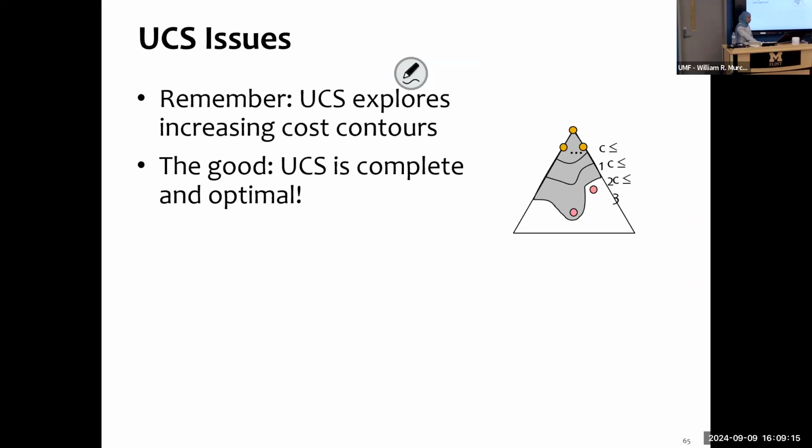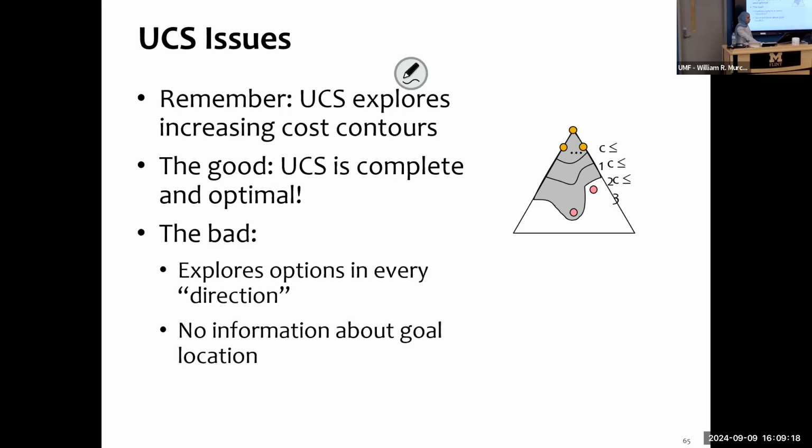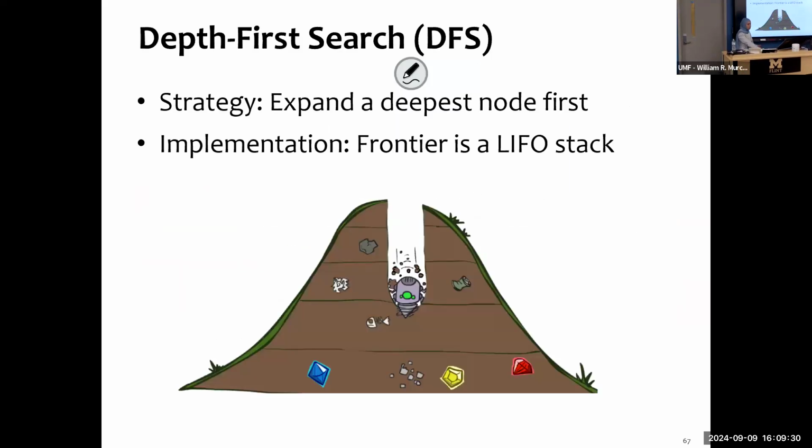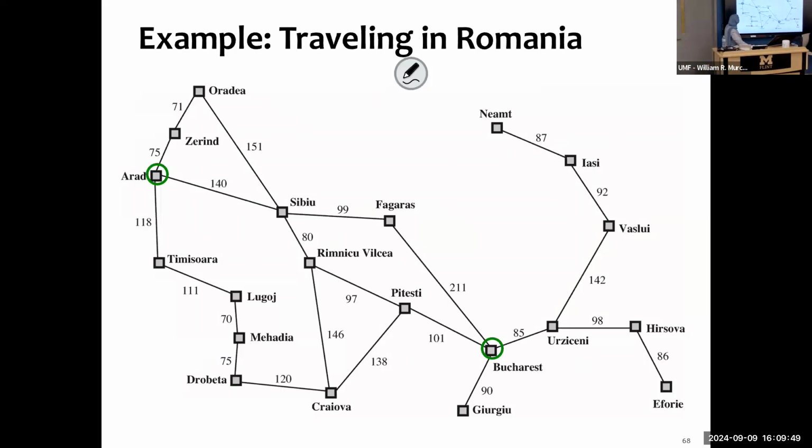It's true, it's complete and optimal, but the thing is, it explores options in every direction. So it's like going everywhere, and there is no information about the goal. So we will see in the DFS a way that maybe we can go in a specific direction, and this will happen thanks to the strategy of last in, first out, the stack. So we will go deep in, for example, the tree or the given search problem. So in this case, let's execute it.